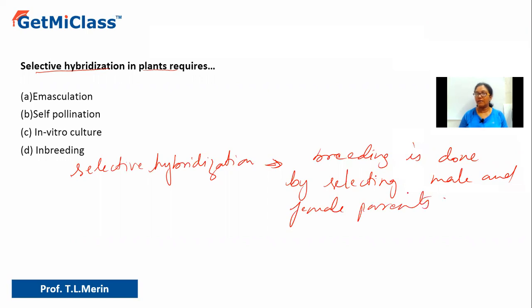So we don't want them to follow self-pollination. We are selecting the male plant, we are selecting the male flowers or pollen grains from a plant. We are selecting the female part of a plant. Now, for that, we don't want self-pollination, so no self-pollination is allowed, because we want to induce some variation, right?